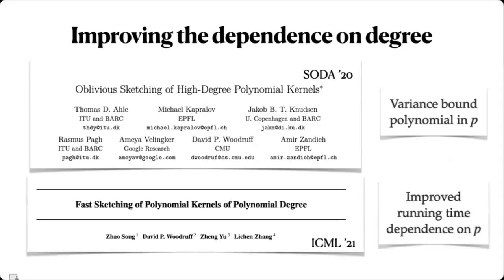Another thing that has been studied is whether the running time can be made independent of P, and for most parameters, it actually can. This was in ICML21. So basically, P is now part of the variance, but not of the running time. So it is possible to sketch polynomial kernels of very high degree efficiently.